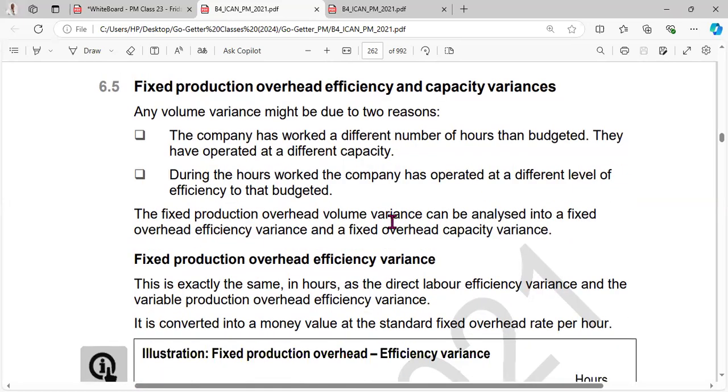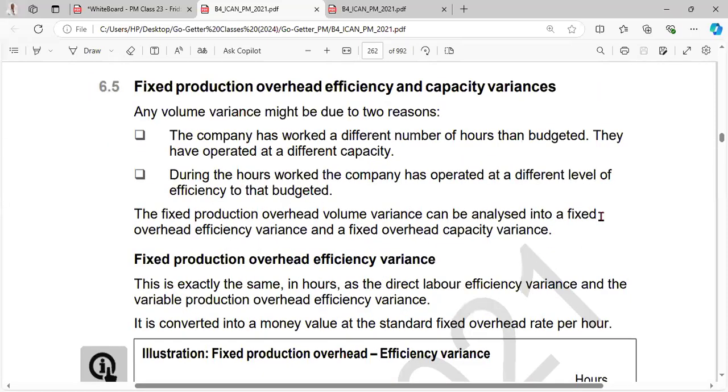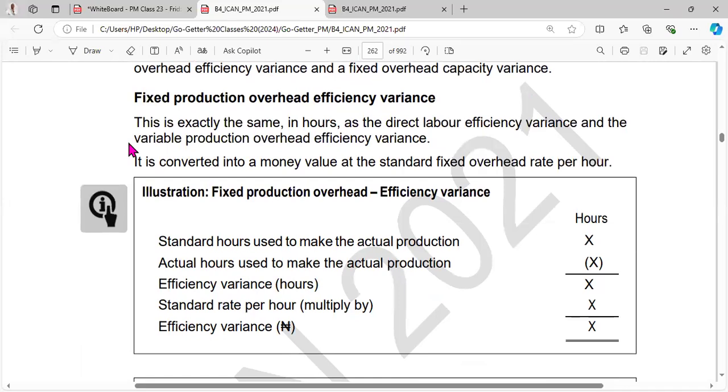So the fixed overhead volume variance can be analyzed into efficiency and capacity. This is the volume variance here. Fixed production efficiency variance is exactly the same in hours as the direct labor efficiency variance. So the efficiency variance in direct labor and even that of variable overhead is the same thing for the fixed overhead.